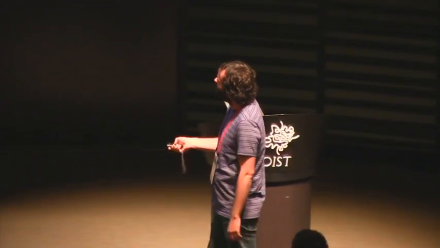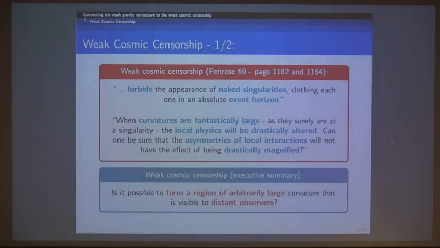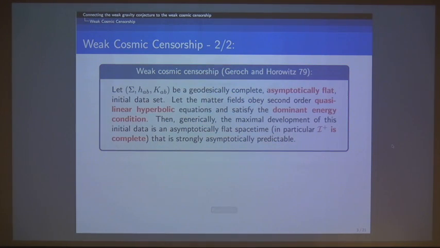So the executive summary: is it possible to form a region of arbitrarily large curvature that is visible to a distant observer? Now, I come from Cambridge, and if you give definitions like this, people like Mihalis Dafermos will just kill you. They're mathematicians, so they want something proper. And here is the proper definition of the weak cosmic censorship conjecture. Notice that in Cambridge, we're good at taking definitions, but we steal from others. So this was actually formulated by Bob Geroch and Horowitz in '79.